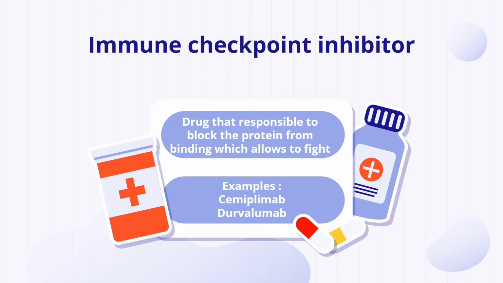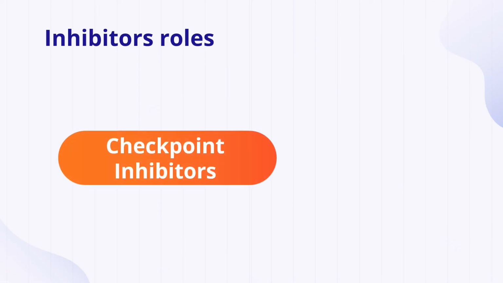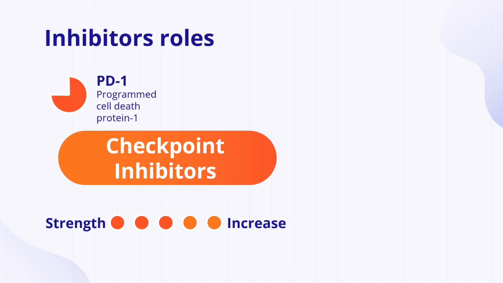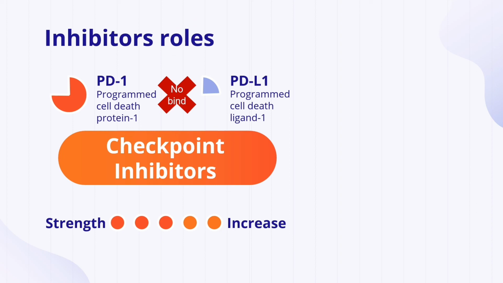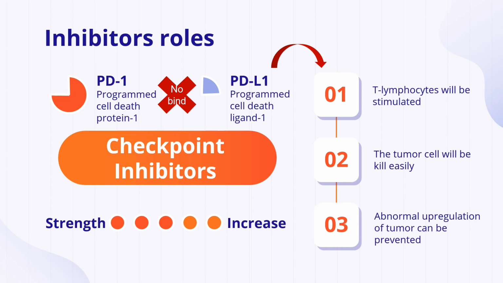Cemiplimab and durvalumab are examples of inhibitors that are available in the market. In specific, the inhibitor is responsible for increasing the strength of the anti-cancer immune response by targeting the proteins PD-L1 and PD-1. When there is no binding between PD-L1 and PD-1, the T lymphocytes will be stimulated and the tumor cells will be killed easily. Thus, the abnormal upregulation of tumor cells will be prevented.